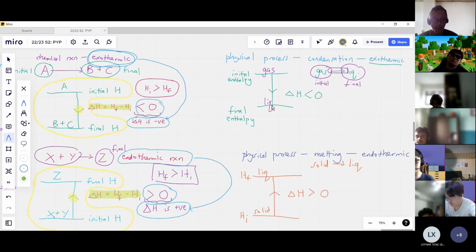Remember, enthalpy change is final minus initial. So in this case, it's always positive because it's an endothermic process. So that's my energy diagram. Questions?